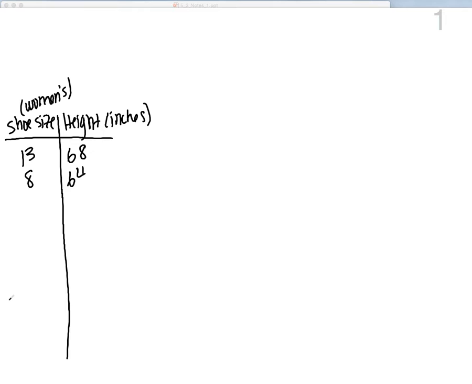Okay, Bobby, what is your shoe size in women's? 12. And then what is your height? 67. Allie, shoe size? 9. Height? 5'10". So 70? Yes. 15 and a half. 77.